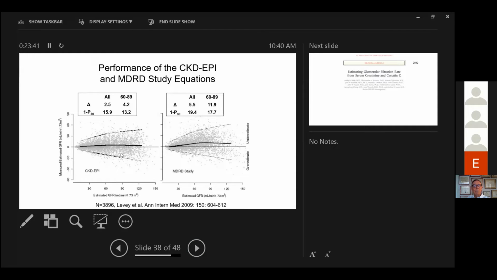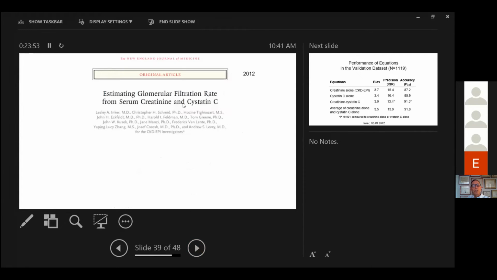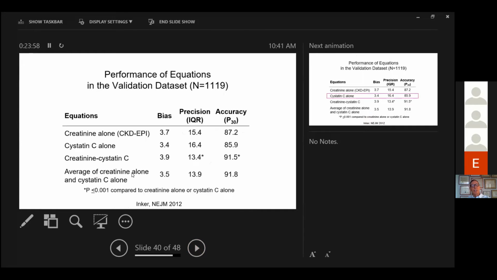And this is much less a problem with the CKD-EPI equation. There's still a lot of spread in the data. This represents imprecision, but it is largely an unbiased estimate. And we also published our cystatin equation. And I'll just tell you that the cystatin equation turns out not to be less biased, more precise, or more accurate than the creatinine equation.